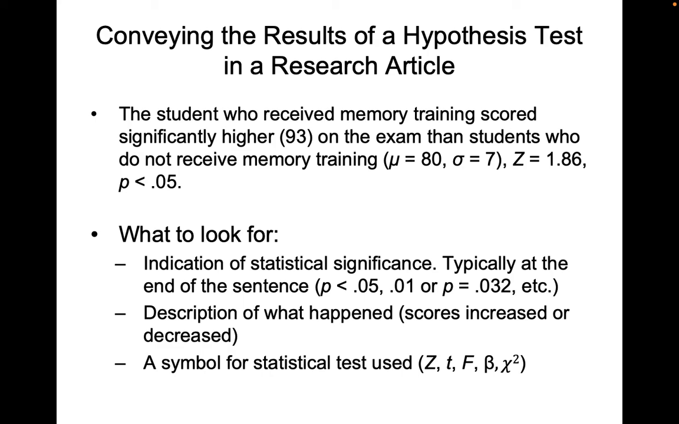And so when you see that particular letter, you'll be able to identify, oh, I know that that was a t-test, or I know that that was an analysis of variance. Finally, there should typically be some descriptive statistics like a mean and a standard deviation, or just a test score like we see here, a 93, so that we're given some descriptive information about the research sample.